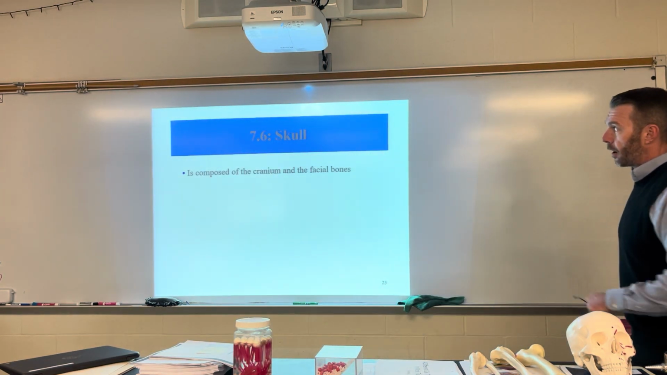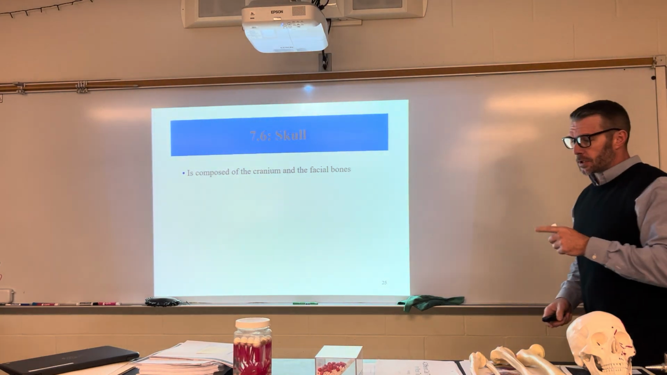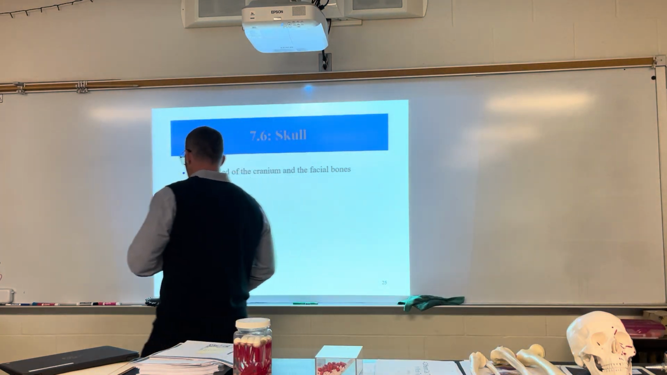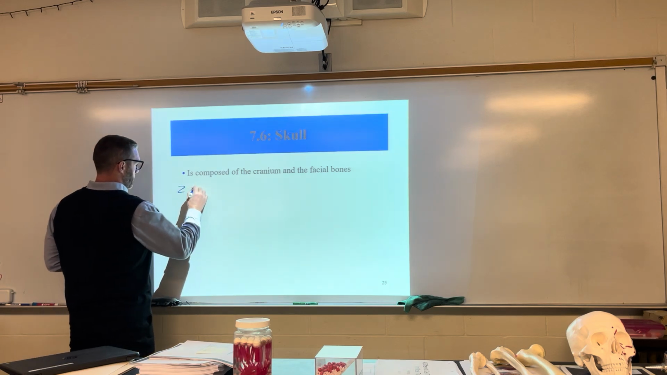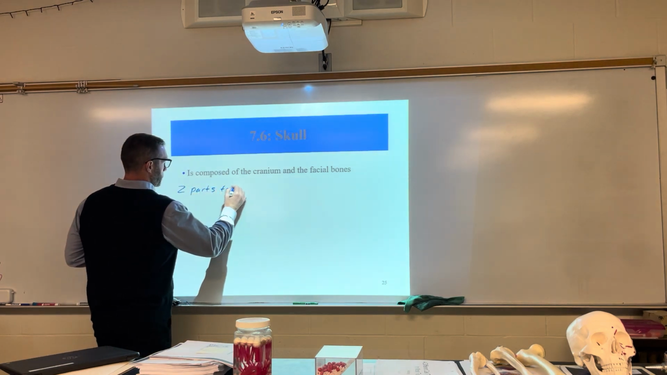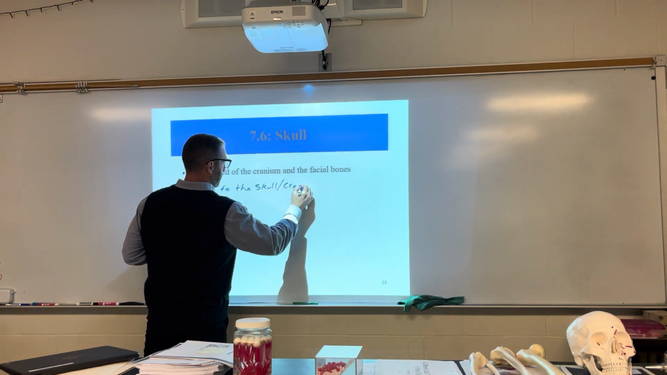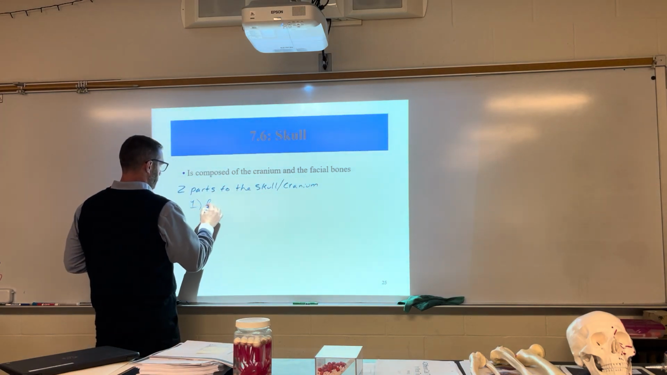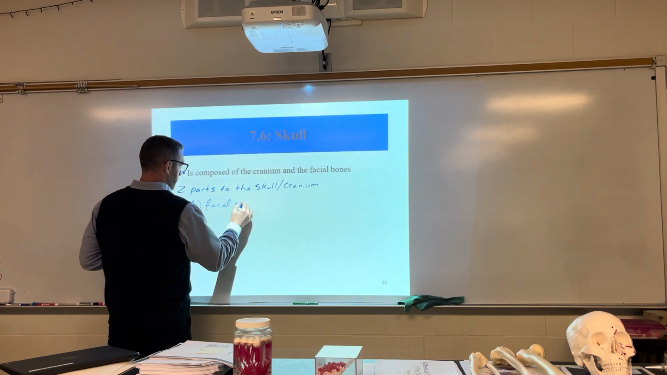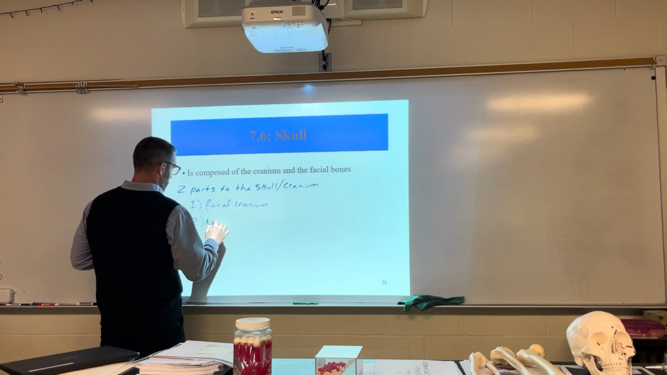So when we begin our first lecture of the axial skeleton, our first structure we're going to talk about is the skull. Now the skull is composed of two types of bones. We have what's called facial cranium and neurocranium. So I'll write this here on the board. There are two parts to the skull or cranium. The first part is our facial cranium. The second part is the neurocranium.